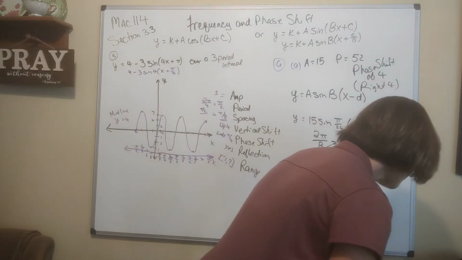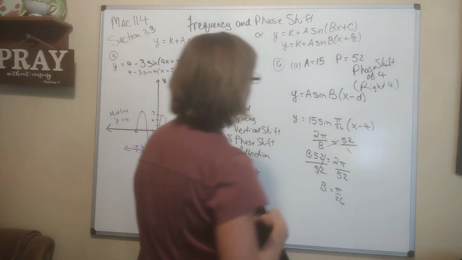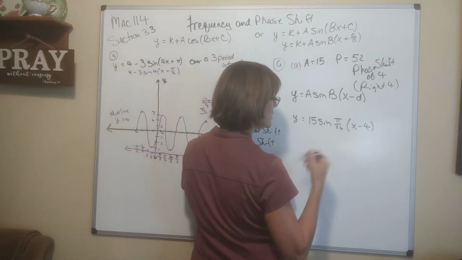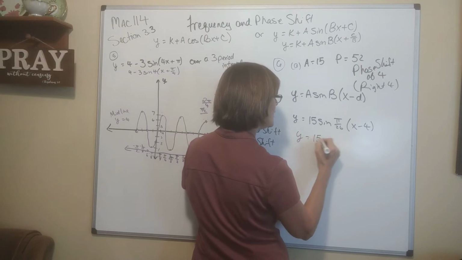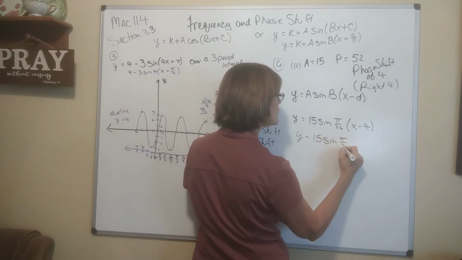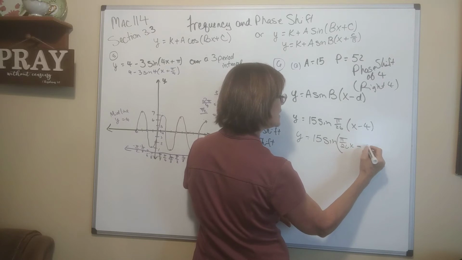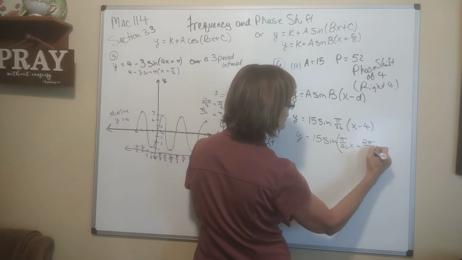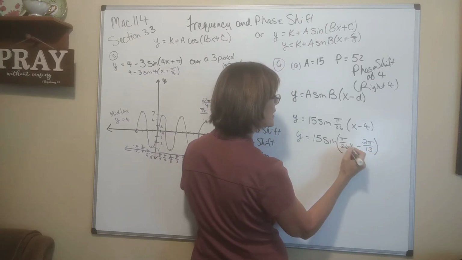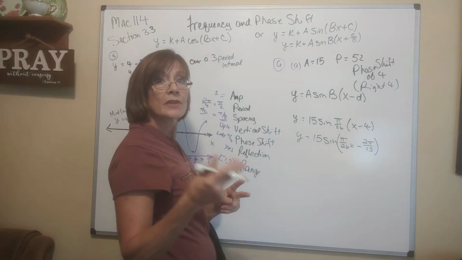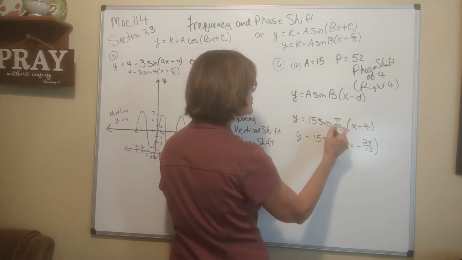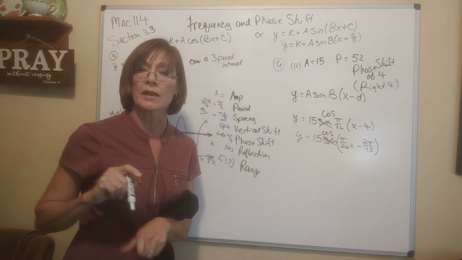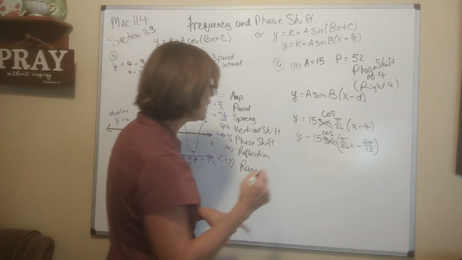Now, what other answers could we have gotten that would still be completely correct? You could distribute this, and this would be completely correct: 15 times the sine of pi over 26 x minus 4 pi over 26, which would be 2 pi over 13. This is also correct. Here are the other two things you could have written that would be correct if you chose to say that this was cosine instead of sine. Completely correct.